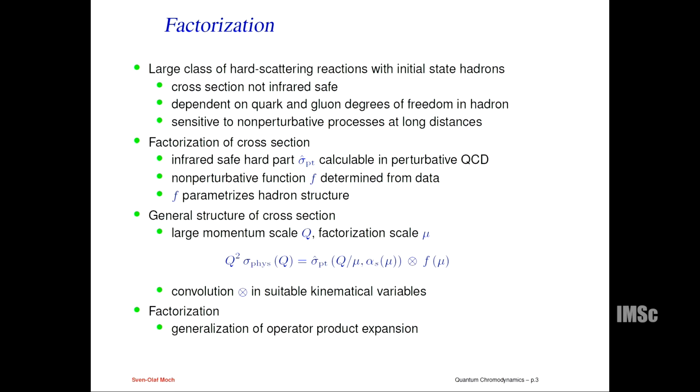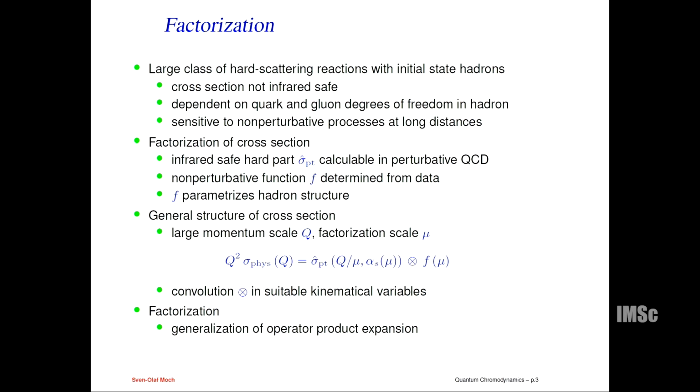Now, this applies only to a small class of observables, because for a larger class of hard scattering reactions, in particular when we have initial state hadrons, we apply QCD perturbation theory, but the cross sections are not infrared safe. That has to do with the fact that when we have initial state hadrons scattering, they depend on the quark and gluon degrees of freedom in the initial state, and therefore they are sensitive to the non-perturbative processes at long distances that have to do with the incident particles.